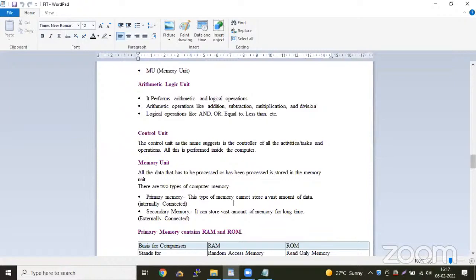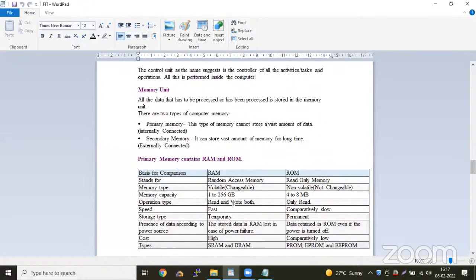One more thing: in detail, we have the differences between RAM and ROM. Basically, primary memories are RAM and ROM. We'll have some seven points about this. RAM means random access memory, and ROM means read-only memory. So these are the abbreviations.